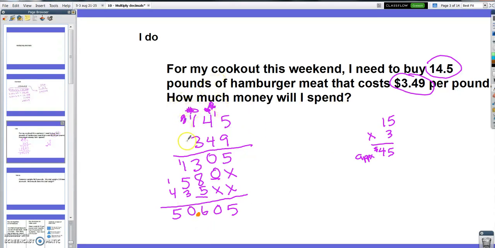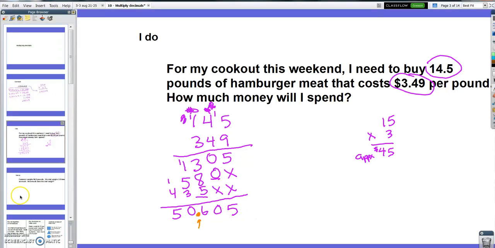So I can get my digits for my answer by ignoring the decimal. And then I can just use approximation to say, okay, it's got to probably go here. It's not going to be $5. That's too low. It's not going to be 506 or 5,060 or 50,000. So this is where I know the decimal has to go, because it's the only reasonable spot.